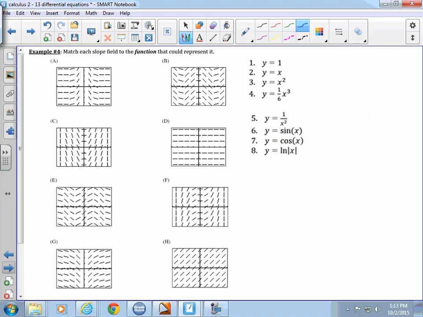Okay, so multiple choice or matching. I would not write these down. I would just get these off, like maybe print this notes page or something. It would just take you too long to draw them all. I'd rather you just think and go print the page off the deadline later if you want the page in your notes. So match each slope field to the function that could represent it. Those are the functions, not the derivatives.